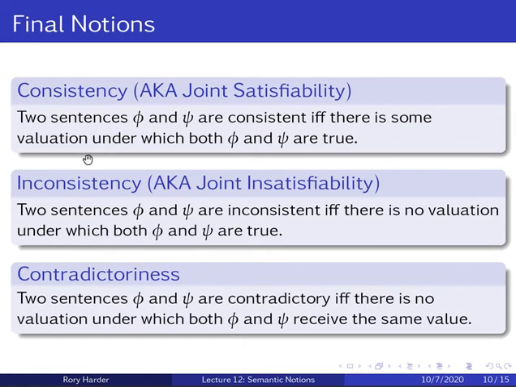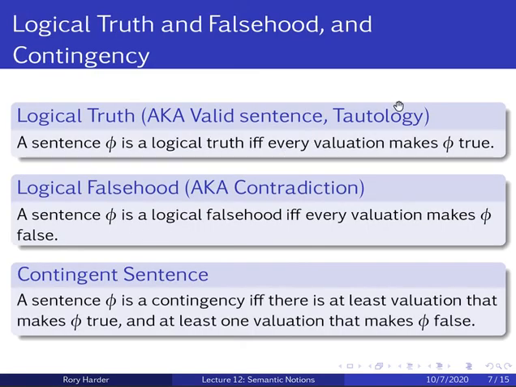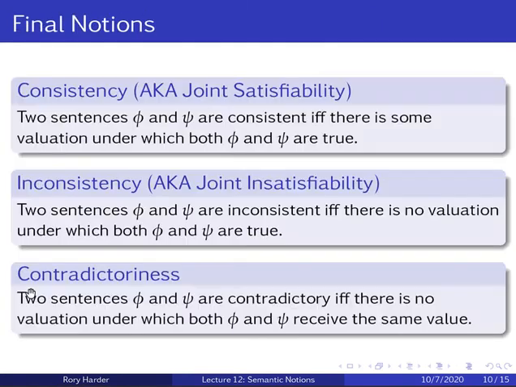So what do these three things mean? Well, when we looked at tautology, contradiction, and contingency, those were properties of a single sentence. We asked whether a single sentence was a logical truth, for instance. But now, these notions are more similar to equivalence and entailment in that they hold between multiple sentences.